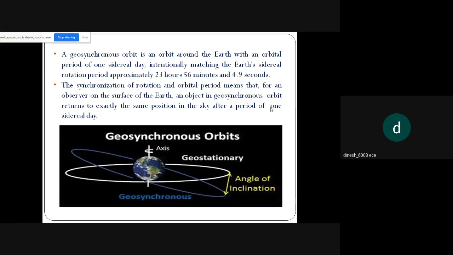The synchronization of rotation and orbital period means that for any observer on the surface of the Earth, the object is in geosynchronous orbit that returns to exactly the same position in the sky after a period of one sidereal day. So today, if you are viewing a satellite which is present at the top of your head, the next day at the same time when you see, the same satellite will be present if you are able to visualize. So that is the meaning.